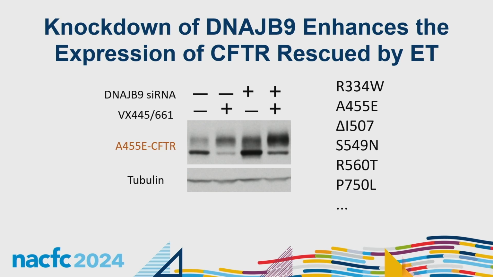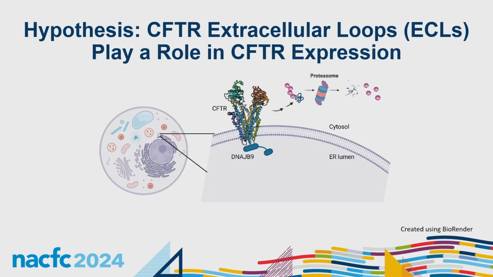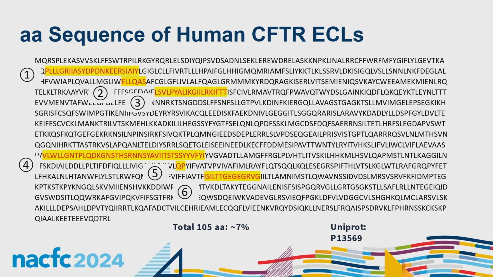Today, we are going to focus only on the extracellular loop of CFTR. The hypothesis is that the CFTR extracellular loop, or ECL, plays an important role in CFTR expression. Usually when you start something new, you want to know what it is, what it looks like, and what we already know about it. So this is the human CFTR amino acid sequence. You already know it has 1,480 amino acids, and I downloaded it from the UniProt database.